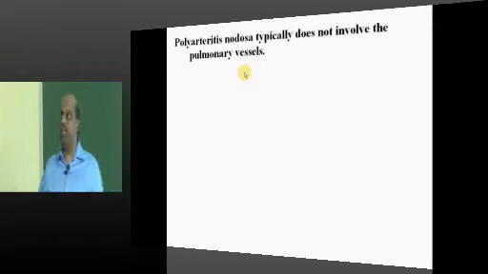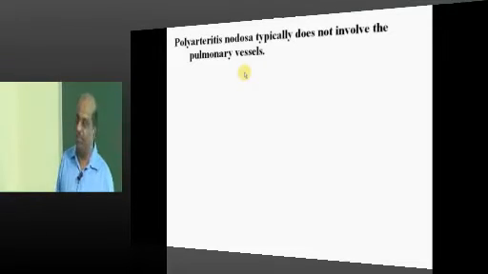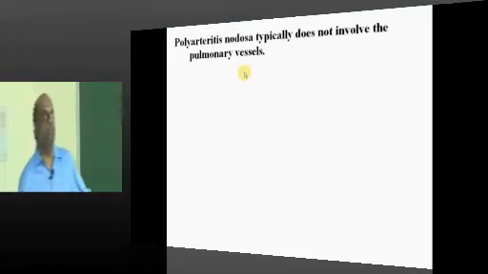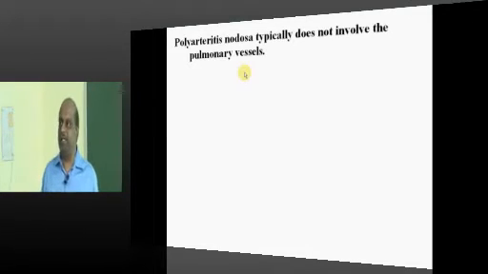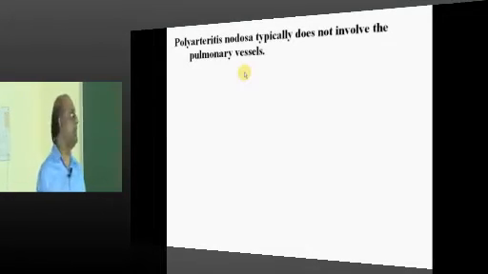So large vessel vasculitis like Takayasu's arteritis. Then you have medium vessel, small vessel. All these things you must be very sure.